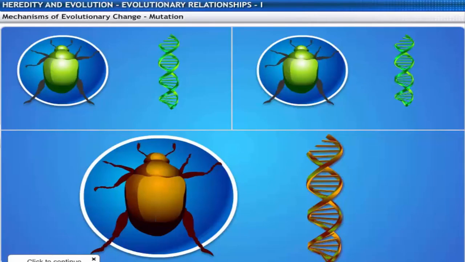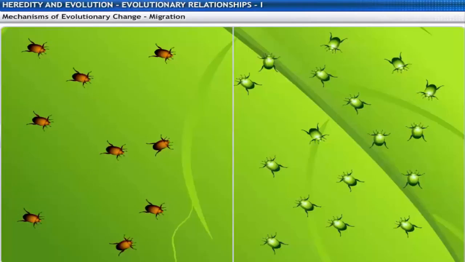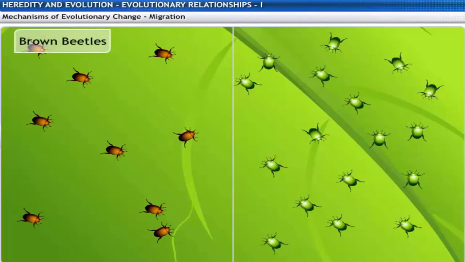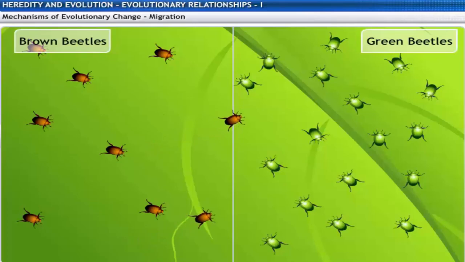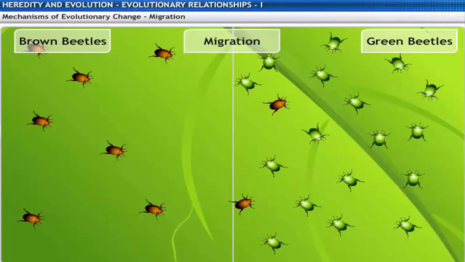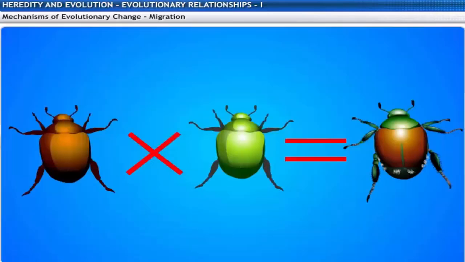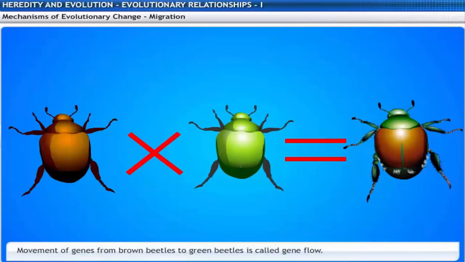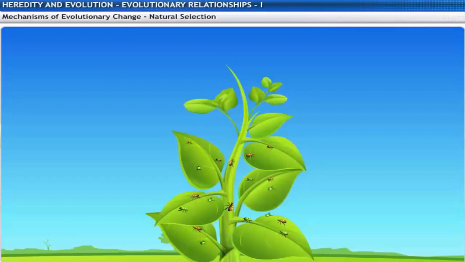There may be a situation where some brown beetles join a population of green beetles. This is called migration. Breeding between the brown and green beetles introduces new gene combinations into the population. This movement of genes from brown beetles to green beetles is called gene flow. Let's consider a slightly different situation.